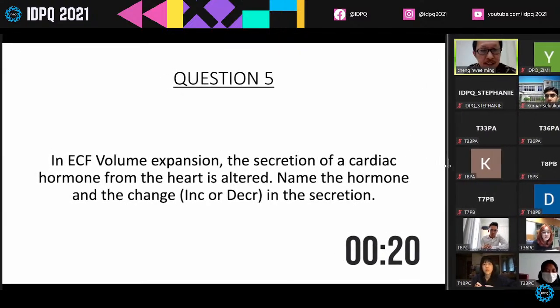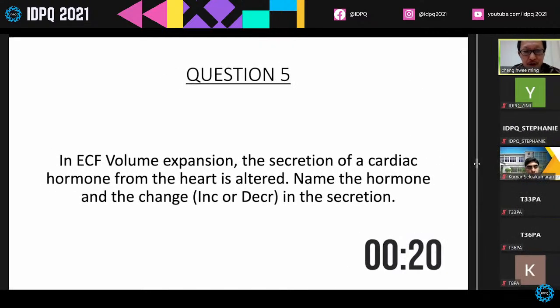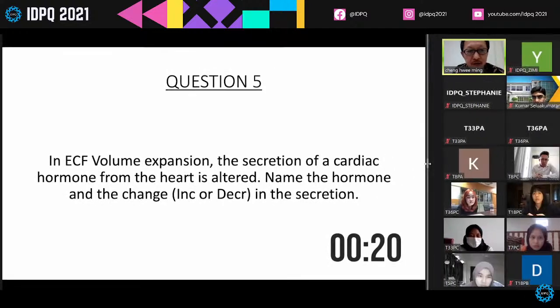In ECF volume expansion, the secretion of a cardiac hormone from the heart is altered. Name the hormone and the change, increase or decrease, in the secretion of that hormone. Your time starts now.